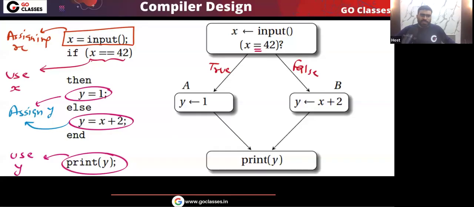Only here we are assigning x, so we don't have to worry about x. But there is an assignment to y here also. Here we have to take care. So what can I do? I can write y1 here, and I can write y2 here.